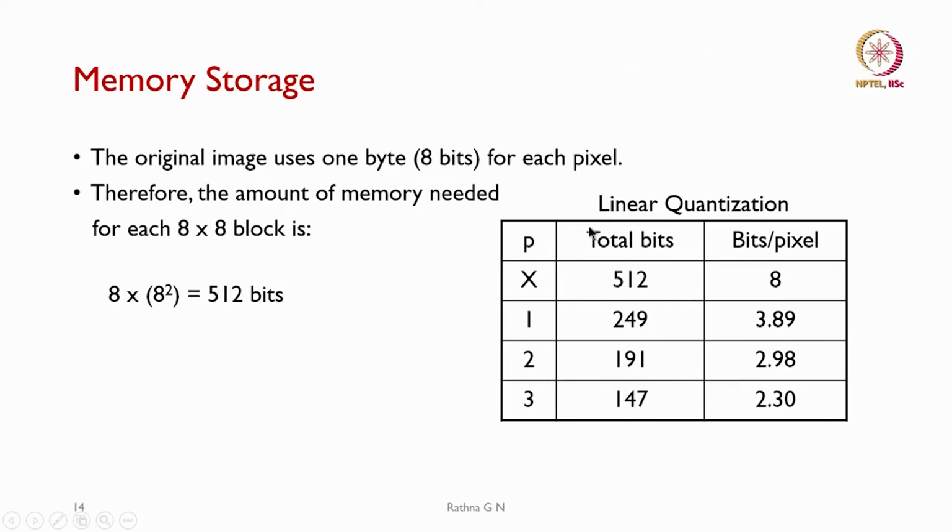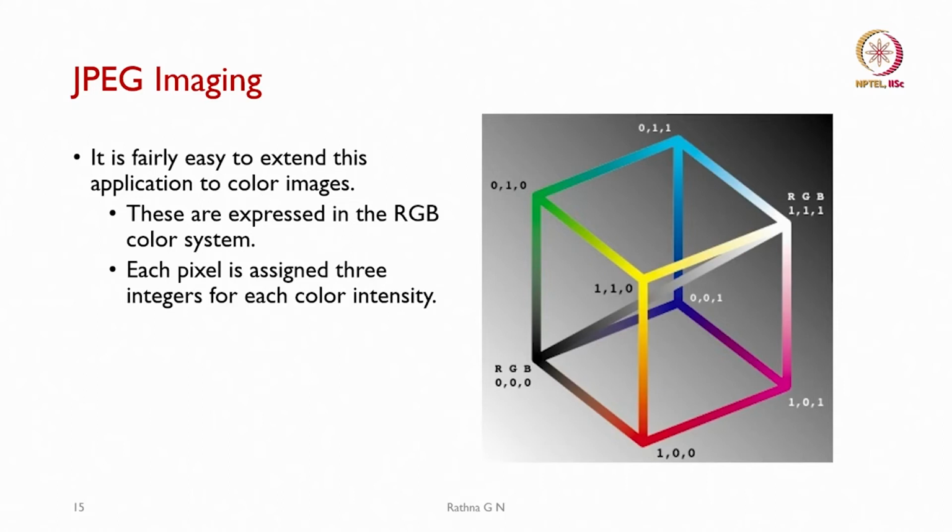So, doing the linear quantization, if we do not use any value of p, then we need 512 bits, and the number of bits per pixel we need is 8. Whereas, if we use p is equal to 1, then the total number of bits is only 249. You can go back and check in one of the cases, and the number of bits per pixel we need is 3.89. So, like that with 2 and then 3, the total bits in p is equal to 2 is 191, whereas in 3 it is 147. So, you will see that if we use p is equal to 3, and we are not going to lose much of the information, then only 2.3 bits per pixel are needed to represent it. So, this is how the number of bits and our memory storage is going to come down.